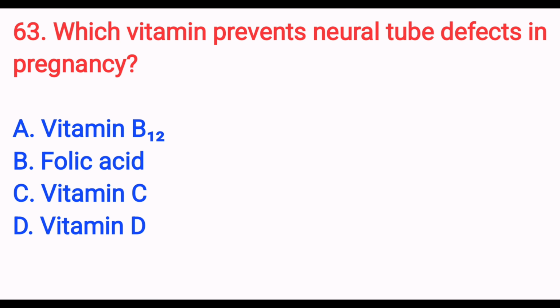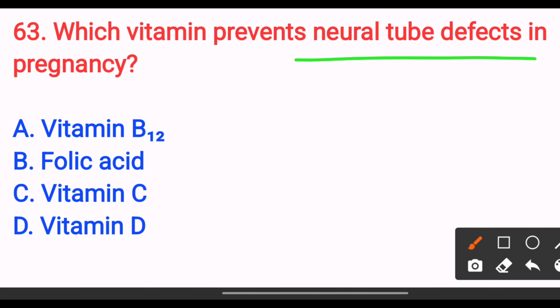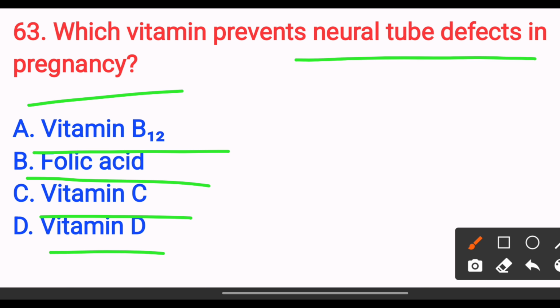Next, which vitamin prevents neural tube defects in pregnancy? Option A, vitamin B12. Option B, folic acid. Option C, vitamin C. Option D, vitamin D. The answer is option B, folic acid. Adequate folic acid before conception and in early pregnancy prevents neural tube defects like spina bifida. So the answer is option B.